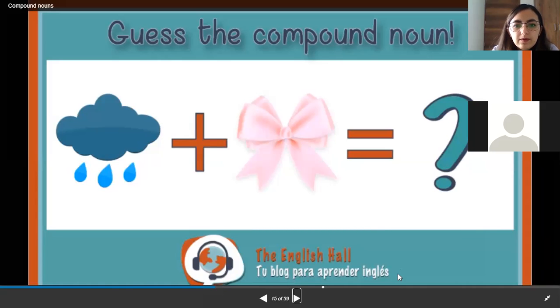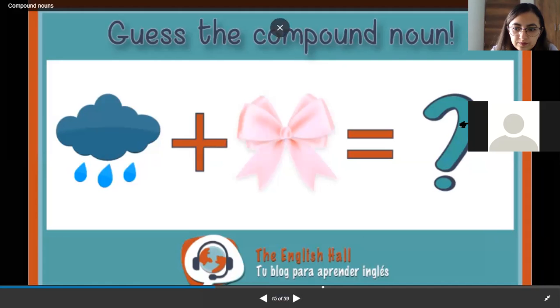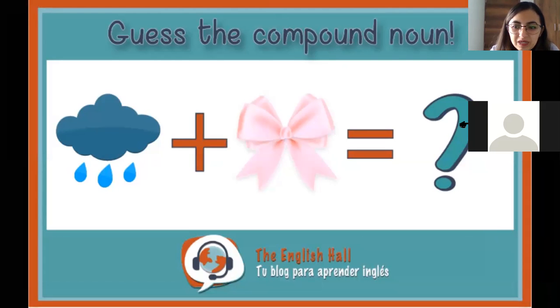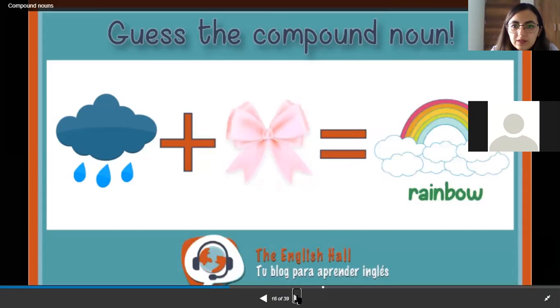It's something we like to see on the sky. It has different colors. What do you think is the final word? Well done, ladies. Steffi, Madeline, and Gina. It's a rainbow. It's a rainbow. That's right.